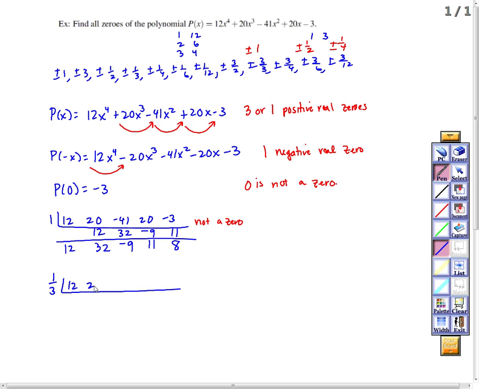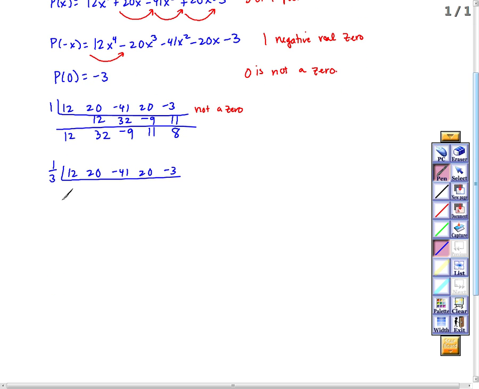So 12, 20, negative 41, 20, and negative 3. I'm going to scroll down just a little bit. So I get 12. 12 times 1/3, that's 12 divided by 3 is 4. 20 plus 4 is 24. 24 times 1/3 is 8. Then I have negative 41 plus 8, so I end up subtracting to get negative 33. Negative 33 times 1/3 is negative 11. 20 minus 11 is 9. 9 times 1/3 is 3. Oh, good. Negative 3 plus 3 is 0. Good, good, good. So I see 1/3 is a zero.